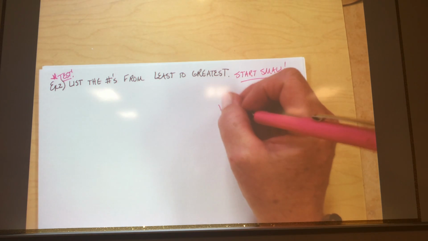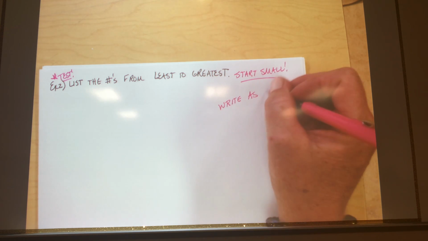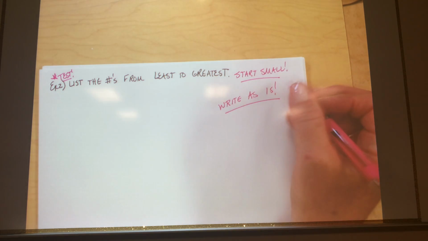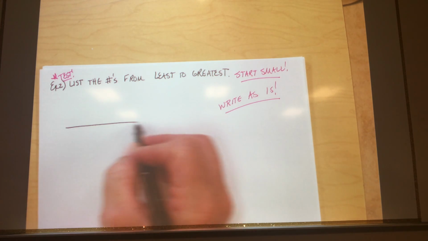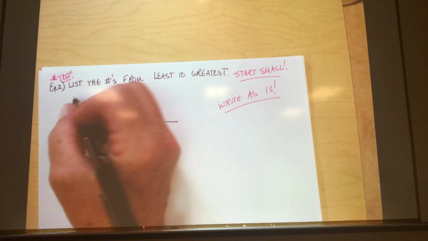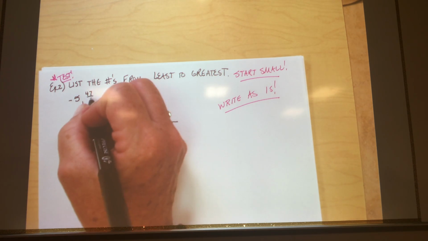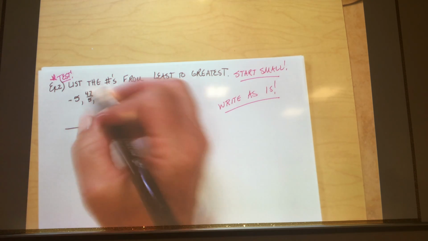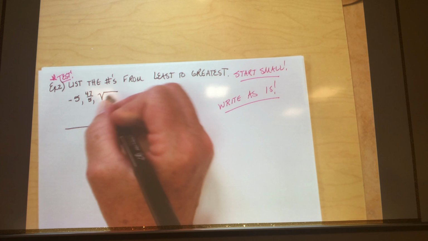The next common mistake on these kinds of problems is you must write as is. Okay? You must write it as it's given. So here are the numbers, and we are going to put them from least to greatest. -5, 47/5, -5, 47/5. The square root of 32.